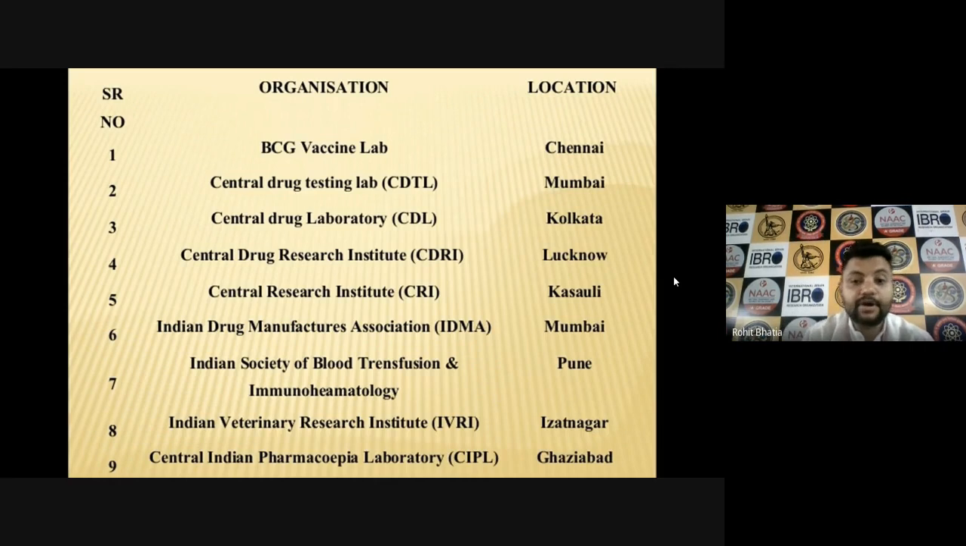This is a very important slide. You must know the locations of various laboratories and drug testing labs. Like BCG vaccine lab is situated in Chennai. Central Drug Testing Lab is situated in Mumbai. Central Drug Laboratory is situated in Kolkata. Central Drug Research Institute located in Lucknow. Central Research Institute in Kasauli.